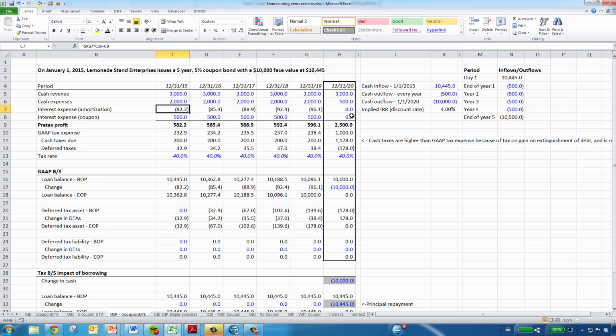Lastly, we go through an exercise where we walk through the accounting of an original issue premium. Just like in the simple exercise before we would deal with deferred taxes, we had an original issue premium, 5% coupon bond, issued at $10,445 with a face value of $10,000. So we had determined at that time that the implied interest rate was 4%.